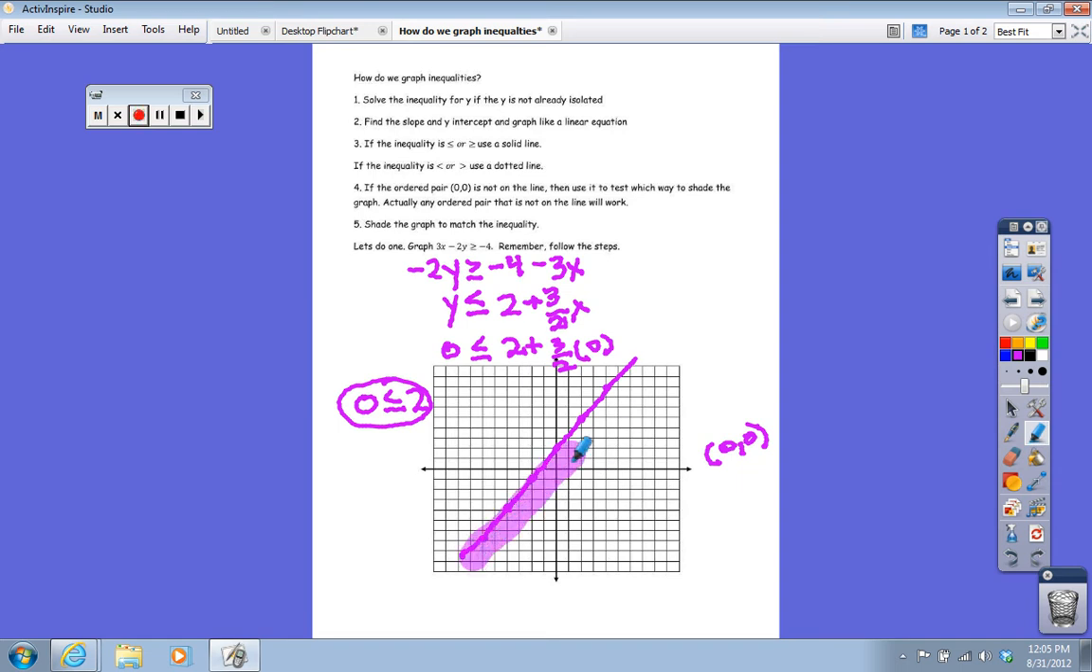So not only are the solutions on the line, they're below the line. And we can shade the whole area. So all the solutions to this inequality, y is less than or equal to 2 plus 3 halves x, lie on the line or below the line. Okay, awesome. Let's go to the next part of this worksheet.